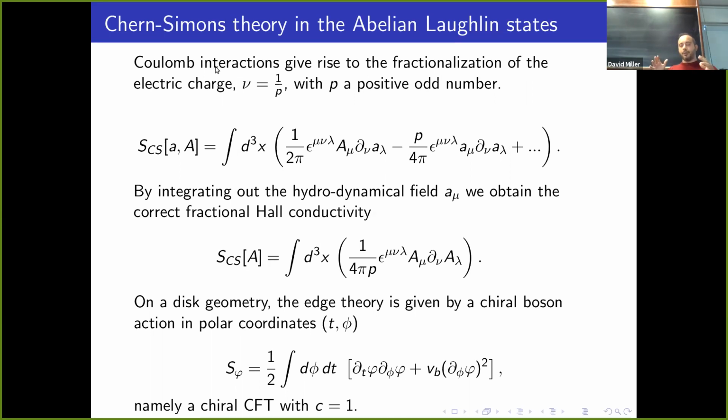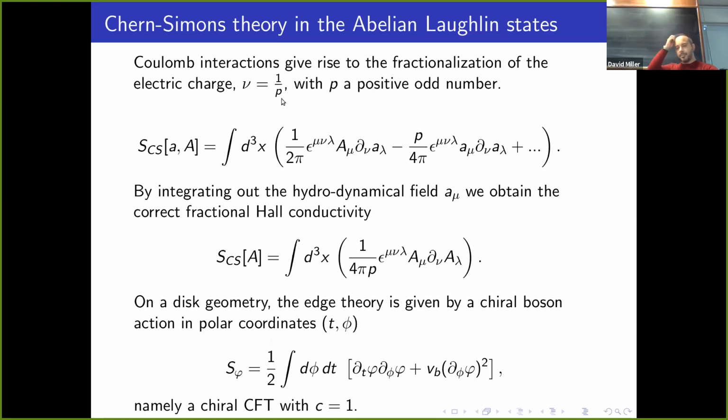Now interactions become relevant for the fractional quantum Hall effect, as I said before. This means that interactions are able to fractionalize the electric charge. This can be seen by thinking of the filling factor, which is now rational, not an integer number anymore. It goes like 1 over p, where p needs to be a positive odd number for electrons. So I'm going to consider this class of systems.